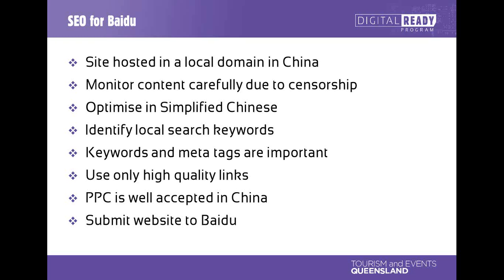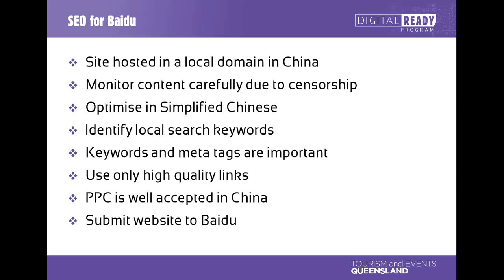Identify the local search keywords. So what we might call a hotel might be something totally different to them. It might be called a resort, for instance, but that's also considered a hotel. So be very careful with the words that you need to identify. The keywords and the meta tags are important for them. They very much still work on the meta tags. I know for Google it's not as highly sought after on our side of things, but for them it is. So the keywords and the meta tags are very, very important on theirs.